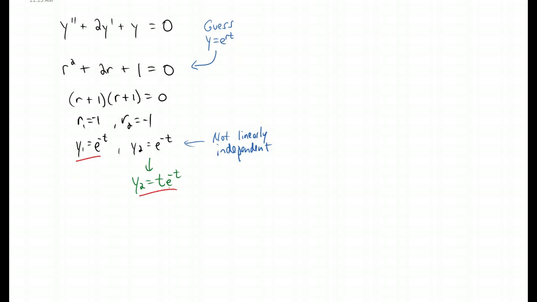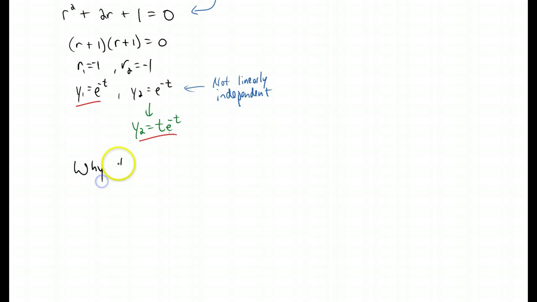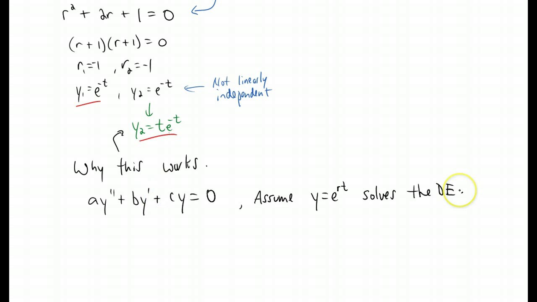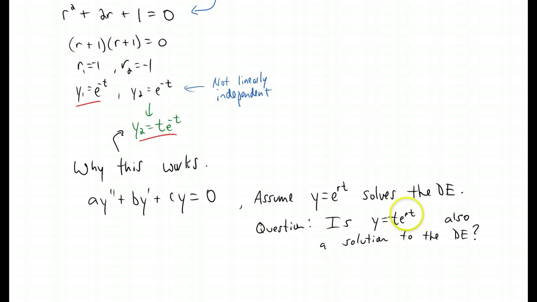Okay, so let's do it. Let's explain why this works. I want to start with a general second order linear constant coefficient and also homogeneous differential equation. I also want to assume that we already have one solution to the differential equation. In this case, that one solution would have been, in our example, e to the negative t. Now the question we want to ask is, when can we just multiply that solution by t and have that still be a solution to the differential equation? So there's the question. Is t e to the rt also a solution to the differential equation?